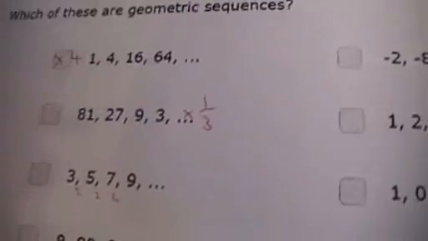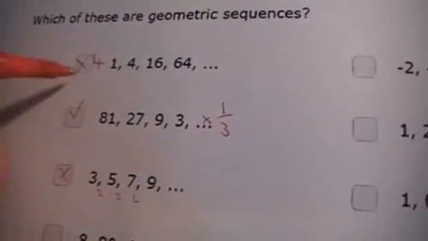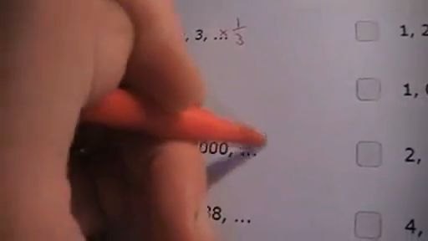This one is going up by 2 each time. So because it's going up by 2 each time, you're adding 2. So it's not geometric, it's arithmetic. Okay, so that's not geometric, that's geometric, that's geometric. This one here, you're multiplying by 10 each time. So that is geometric. This one here, it looks like you're multiplying by 11, but you're not. If you multiply 88 by 11, you don't get that. So that is not geometric.